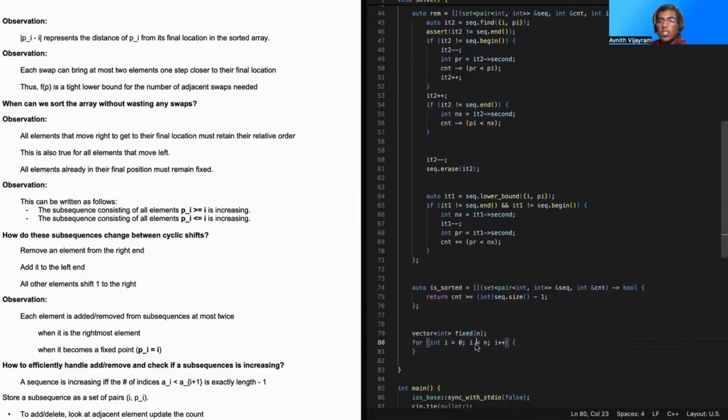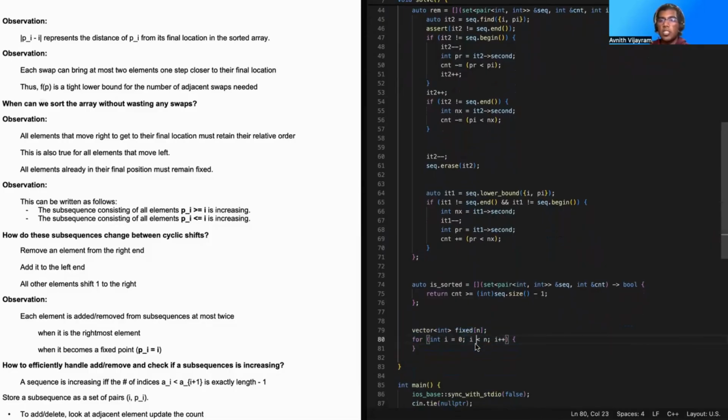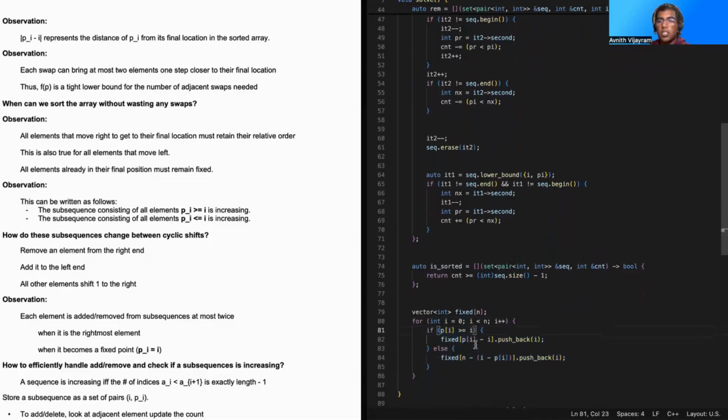Okay. Next, we need to find the moment at which each element becomes a fixed point. So at which cyclic shift does an element become a fixed point? Because at this point, we'll have to transition the element into different sequences. So essentially, there's two cases where either the element is going to reach its fixed point without having to cycle back to the beginning of the array. So that's the first case. Otherwise, we have to account for the fact that it will go from the rightmost endpoint to the leftmost endpoint of the array and then reach its fixed point, which we can account for like this. And this just stores the time at which each of these elements becomes a fixed point.